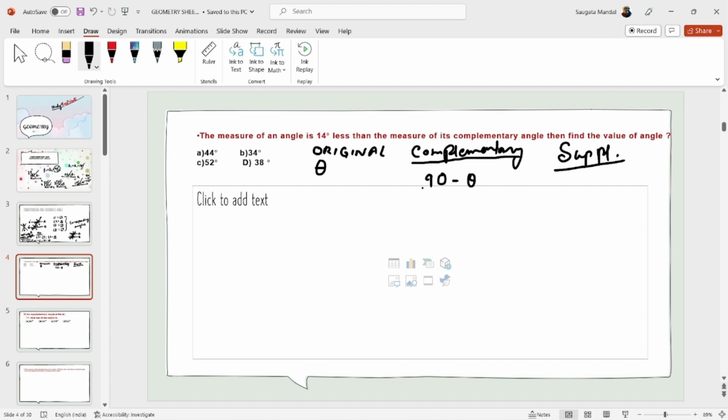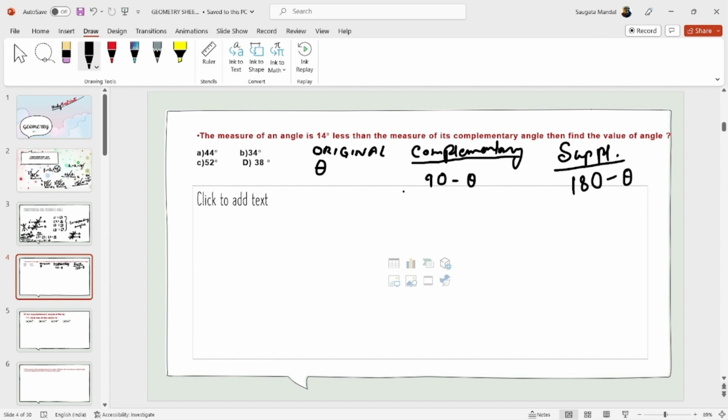If the original angle is theta, then what is the supplementary angle of it? It must be 180 degree minus theta. What is the complementary angle of this original angle theta? That must be 90 degree minus theta. Is it clear to all, my friends? I think it is clear to all.